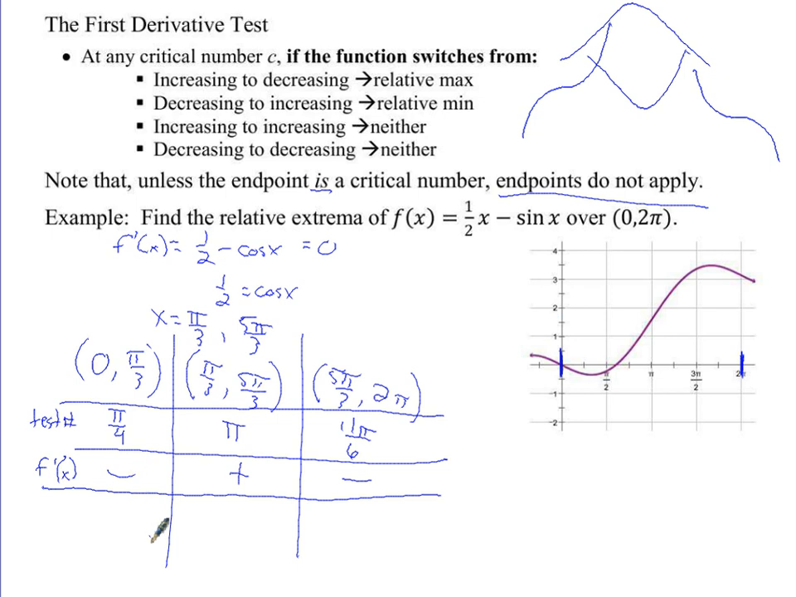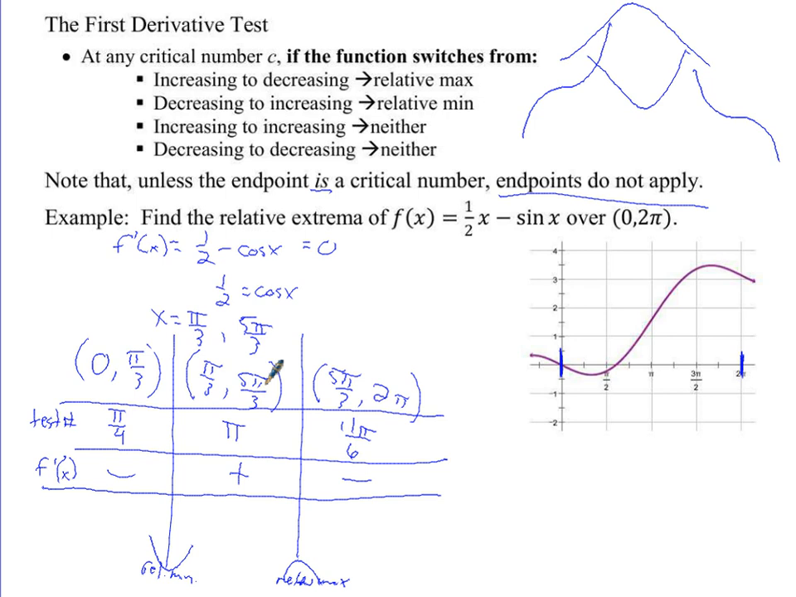We are decreasing, and then we hit our critical number, and then we're increasing again. That gives me a relative minimum. So this critical number right here is a relative minimum. By the way, this line represents my critical number, which is pi over 3. Now we're increasing, and then we hit my critical number, and then we're decreasing again. So this represents a relative maximum. So my critical number, 5 pi over 3, is actually a relative maximum.